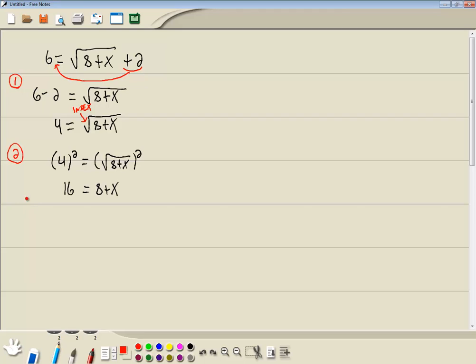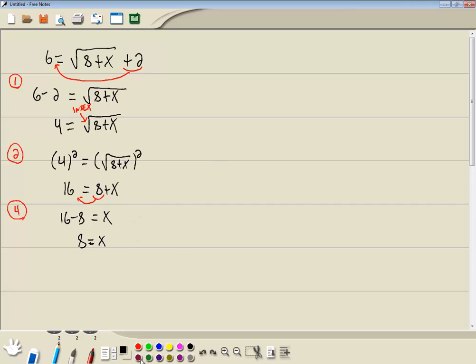Step 3, if you have more radicals, go back to step number 1. We don't have any more. Step 4, solve for x. This is a linear, so we want to get x by itself. So I guess the only step we have is to take the 8 over. Take anything across the equals, your sign changes, becomes a negative 8. And 16 minus 8 is 8. So we end up with x is equal to 8.